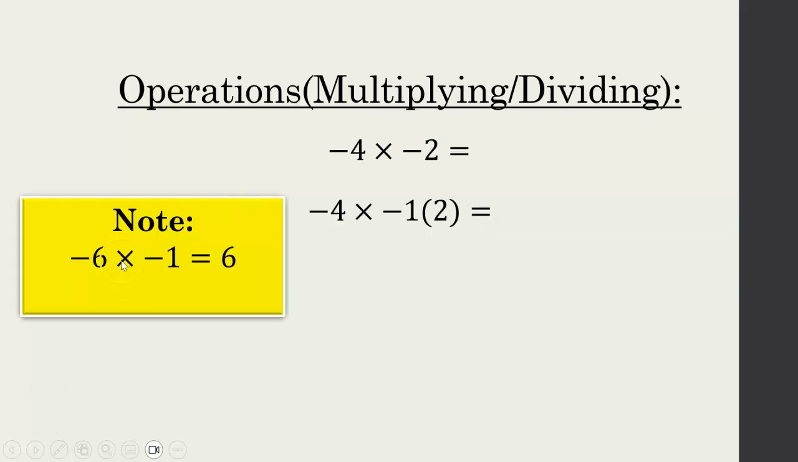Yeah, so I've written it over here. Let's say minus 6 times minus 1. That's just going to be equal to 6. Yeah?